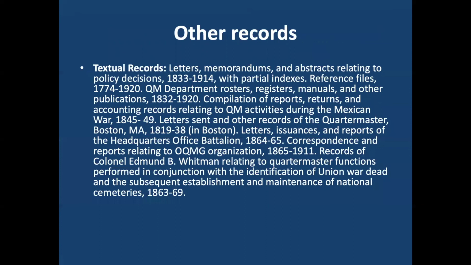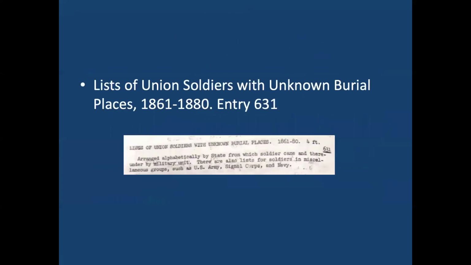So there are other records out there that you may be interested in, dealing through the entire period of the Office of the Quartermaster, but the one that I currently am most interested in is the list of Union soldiers with unknown burial places, and that's entry 631. It's 4 feet. Basically it identifies all the people who died that they don't know where they're buried. Next time I'm in the archives, I'm definitely looking at that, seeing how it's broken down in a way that I can deal with it, since I really don't want to photocopy or photograph 4 feet if I can help it, but there may be a piece of it that I can deal with in order to understand it better.